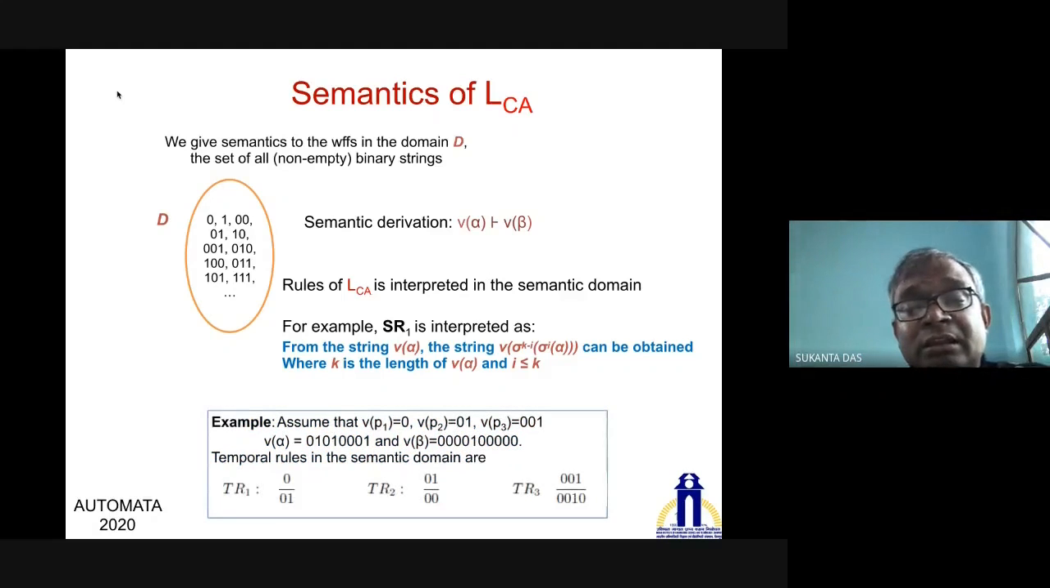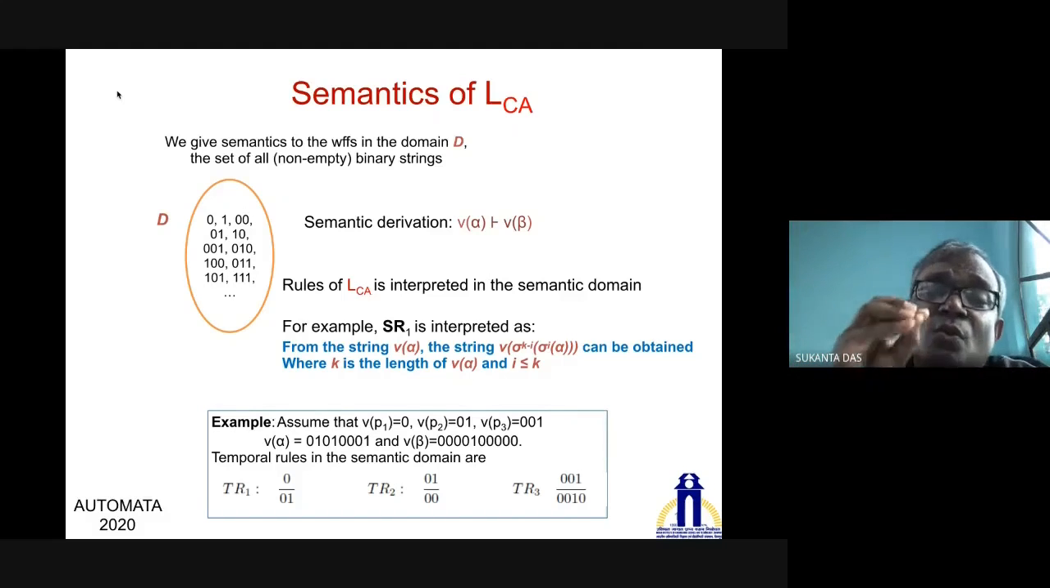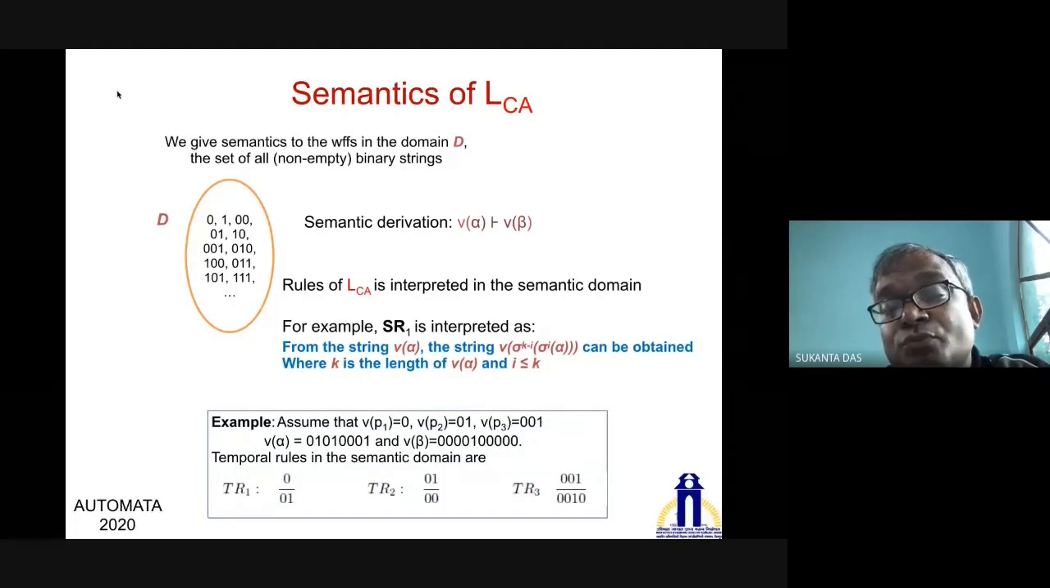Now, when we have interpreted the rules, then we can get some semantic derivation. We can show that semantic derivation with an example. Take this example. Assume that VP1 is 0, VP2 is 01, VP3 is 001. And our V alpha is 0101000 1, and V beta is 0001 then 50. And we have to check whether from V alpha we can reach V beta.